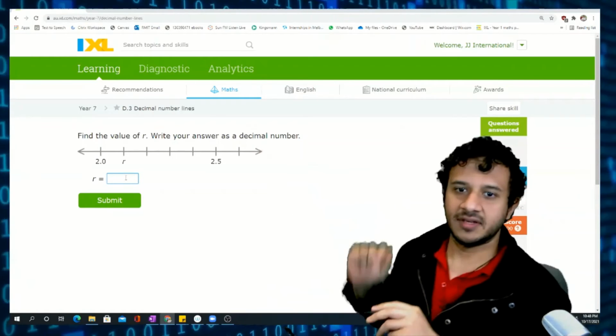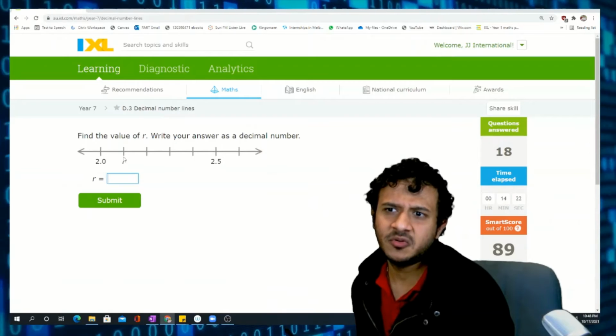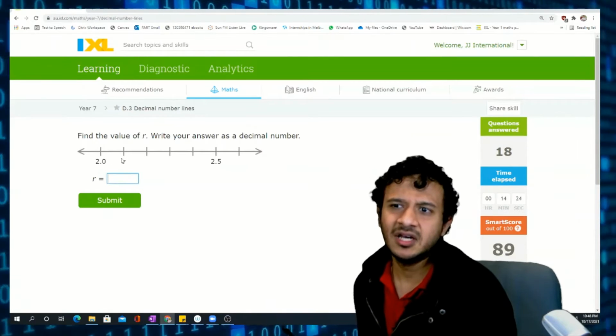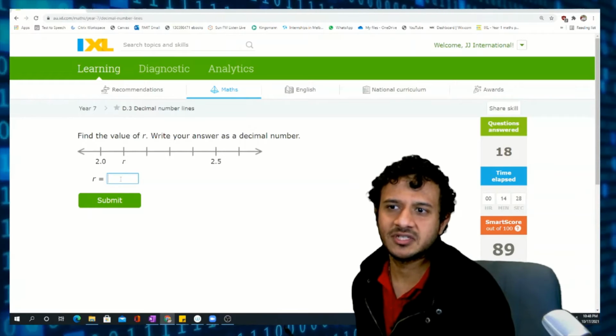Anyway, here 2.0 to 2.5, maybe 0.1 increments, right? 2.1, 2.2, 2.3, 2.4, 2.5. Yes, of course, it should be 2.1.